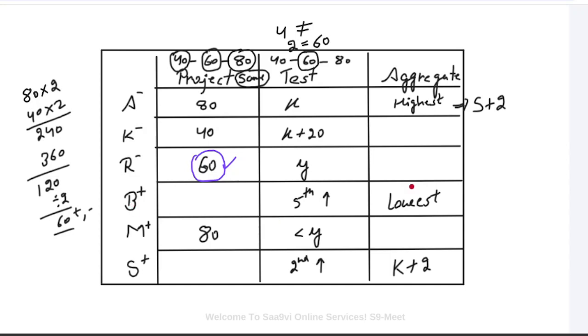Now, Bimal or B, whosoever that person is, he got the lowest. So this also should be 40, or it can be 60, because one of them got 40, one of them got 60, and he's the second highest here. And here it has K plus 2. So let's see what exactly we can understand from here. So either it can be 40 and this is 60, or this can be 60 and this can be 40. There are two options. We are leaving it here.